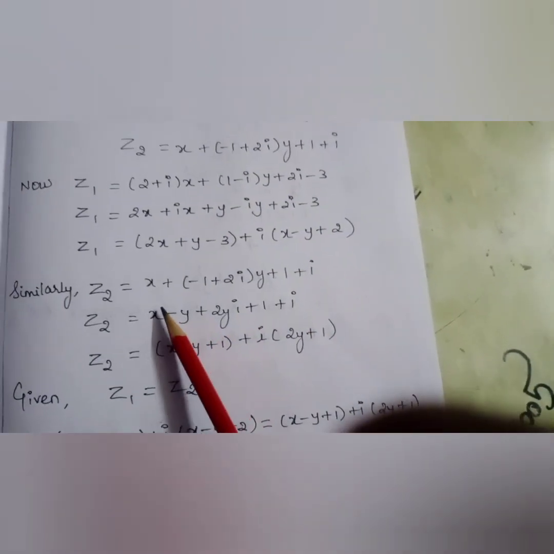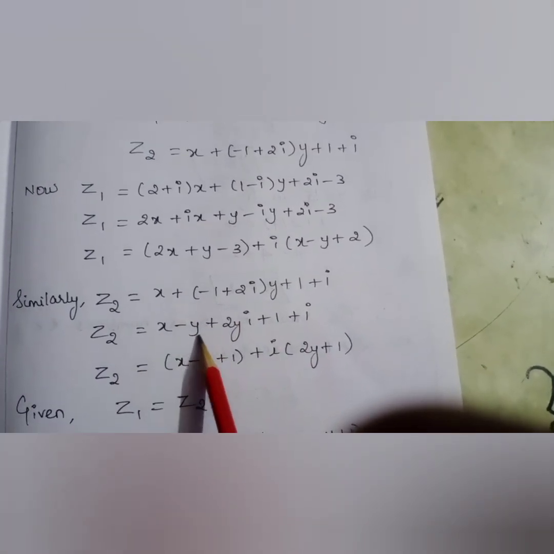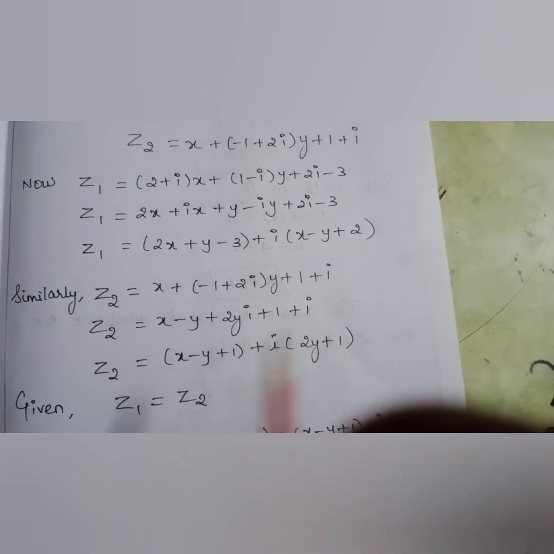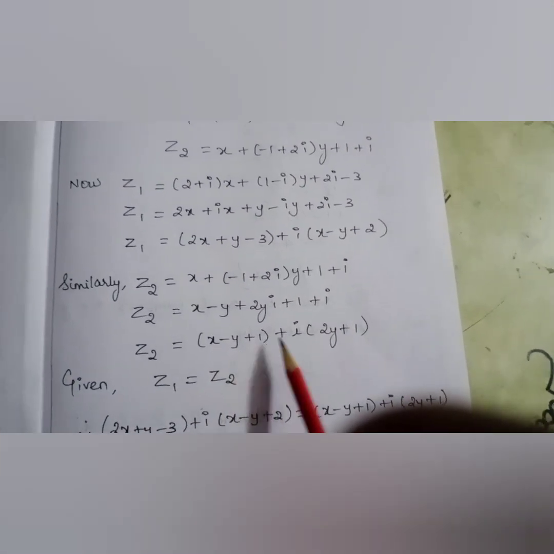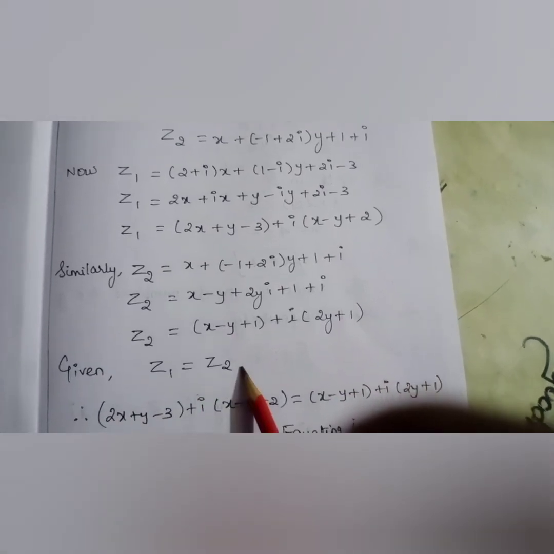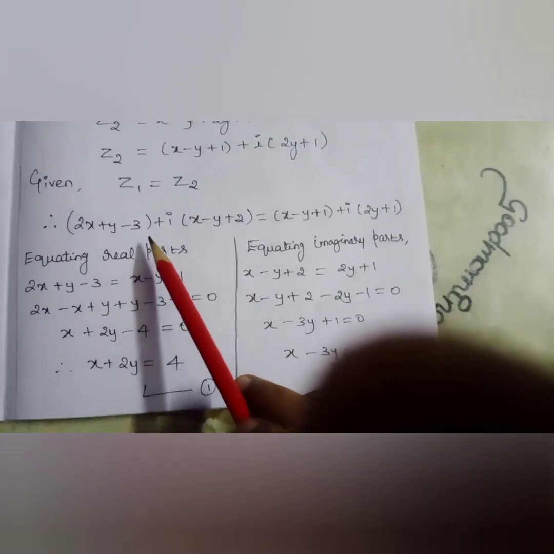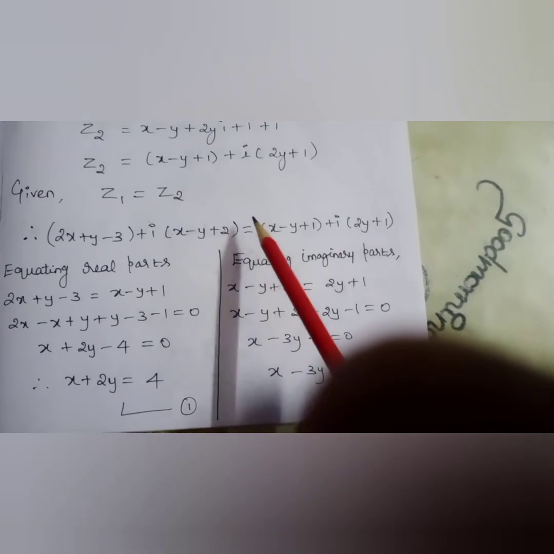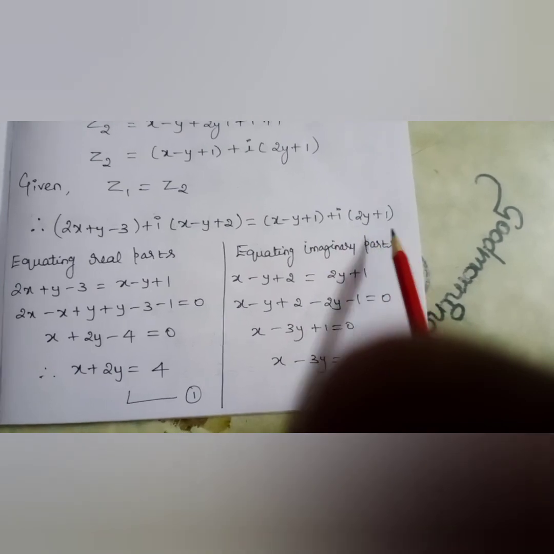Now we will move on to the z2. Similarly, I will multiply everything. I am getting it to be x minus y plus 2yi plus 1 plus i. Now I will group the real part, that is x minus y plus 1, plus i into 2y plus 1. So it was given that z1 is equal to z2, means I can equate both of them. So I have equated them. 2x plus y minus 3 plus i into x minus y plus 2 is equal to x minus y plus 1 plus i into 2y plus 1.